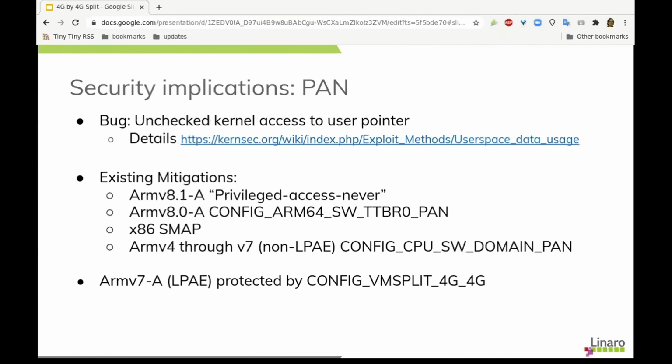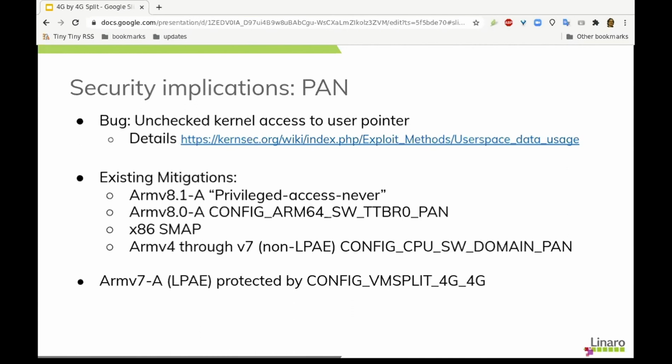There are possible other benefits besides avoiding highmem and giving more address space. We have the privileged access never feature on modern 64-bit CPUs, and we have software implementations for both Arm v8.0 and for anything that does not run the LPAE kernel. We can emulate the behavior where we prevent the kernel from accessing user space other than with the get_user, put_user functions. And if you want to know more about that, there's a good link that I put in again.